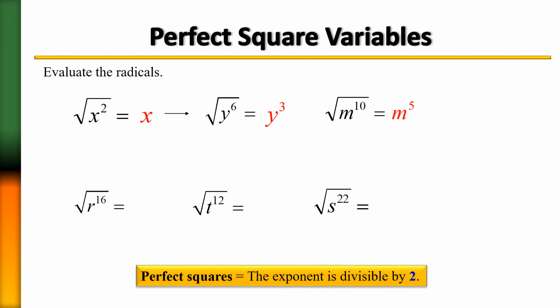All right, so let's try the last three on your own. What is the square root of r to the 16th power? If you said r to the 8th, that is correct. What is the square root of t to the 12th power? That's correct, t to the 6th power. Last one, what is the square root of s to the 22? You got it, s to the 11th. There you have it. Perfect square variables are those in which the exponent is divisible by 2.